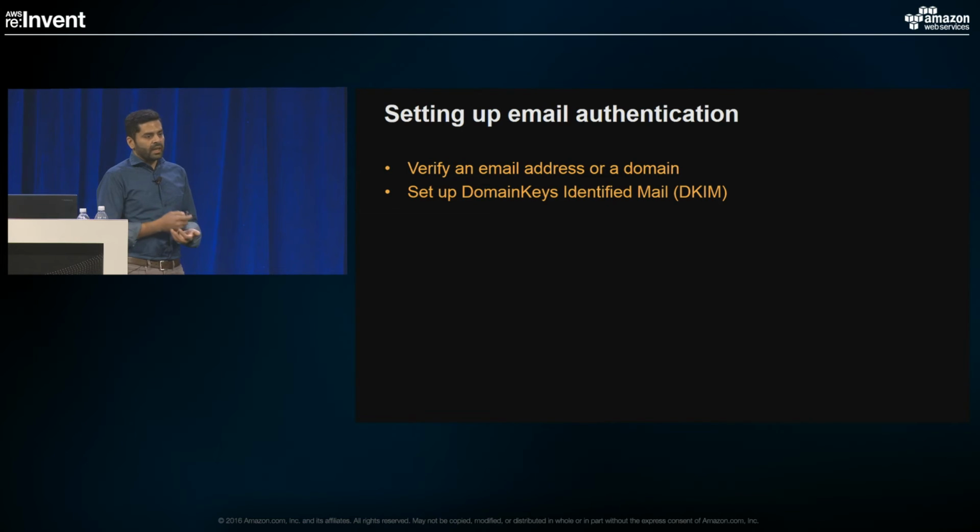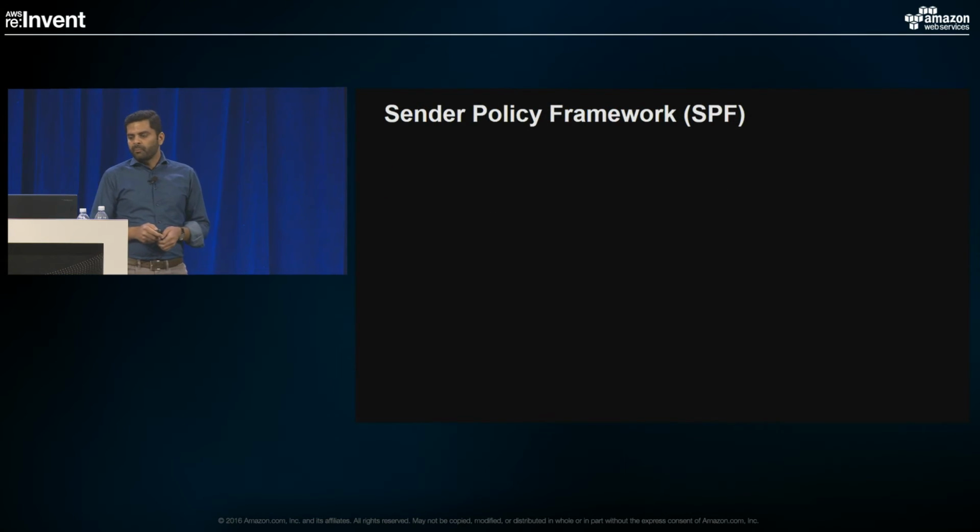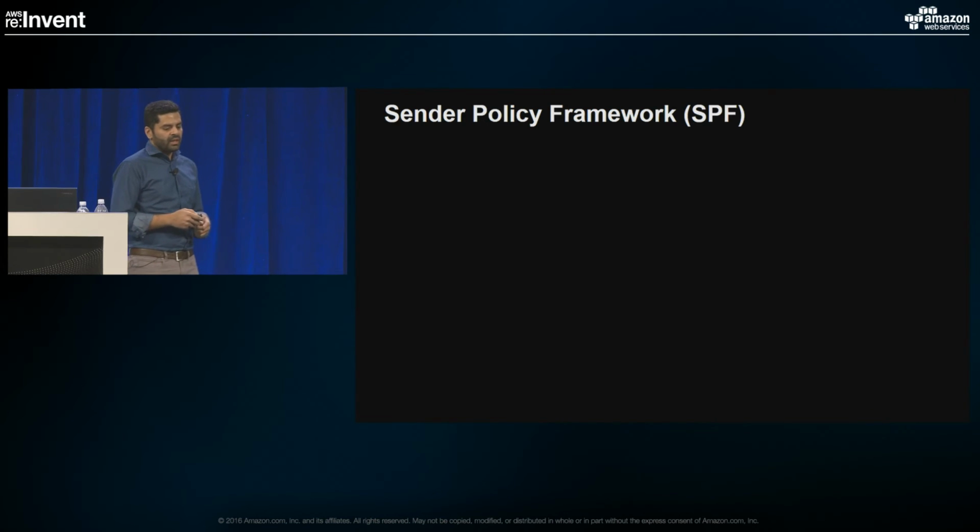So we have verified the email of the domain, which is a must for Amazon SES, and then we set up DKIM. And there is a third optional standard which we recommend you add as well, which is called Sender Policy Framework, the SPF record. The SPF record is designed to combat email spoofing. The SPF record indicates to the ISPs that you have authorized Amazon SES to send email on your behalf.